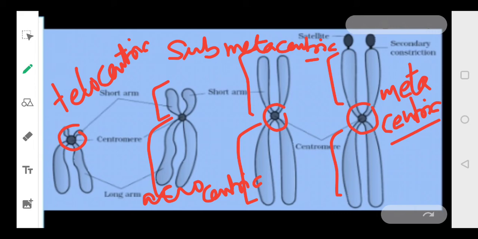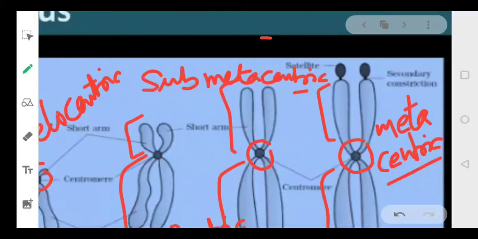Now in addition to this, in some organisms or in some chromosomes there are some non-staining secondary constrictions present. Just look at this chromosome. At one end of this chromosome there is a secondary constriction and a small fragment, and this small fragment is called satellite DNA.